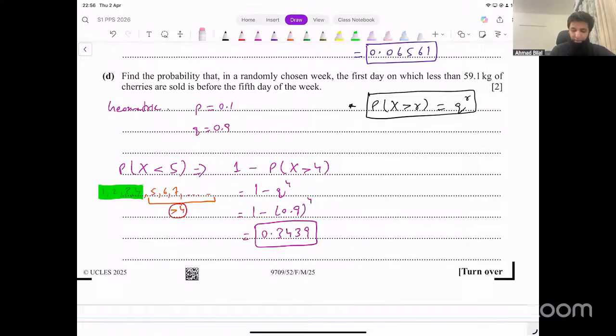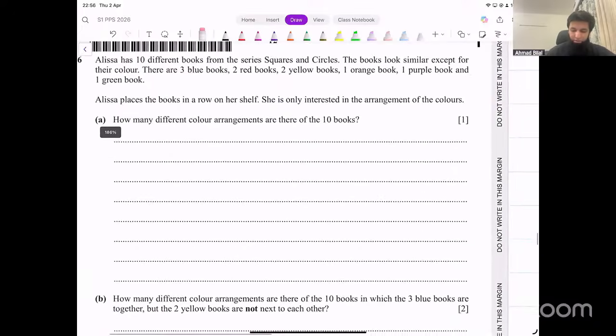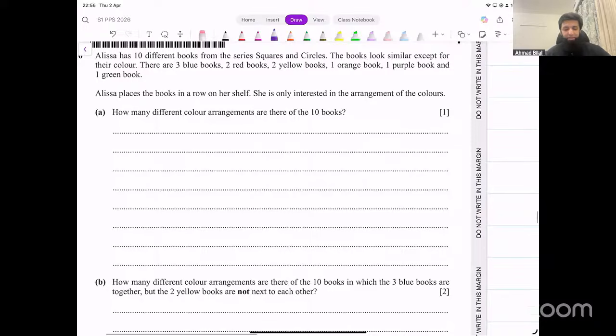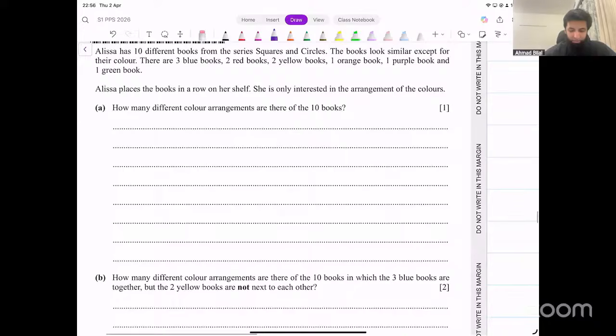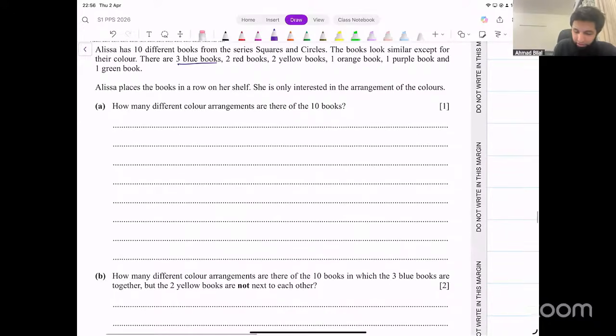Let's move on. Last question, permutation combination. That looks like a long one. Aliza has 10 different books from the series Squares and Circles. The books look similar except for their color. There are 3 blue books, 2 red books, 2 yellow books, and then one each of the others. That's a lot of books. 10 different books, and we've got all of them. 3, 2, 2, 1, 1. That's 6 different colors. She places the books in a row on her shelf.